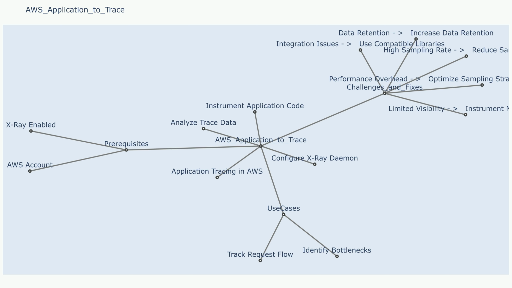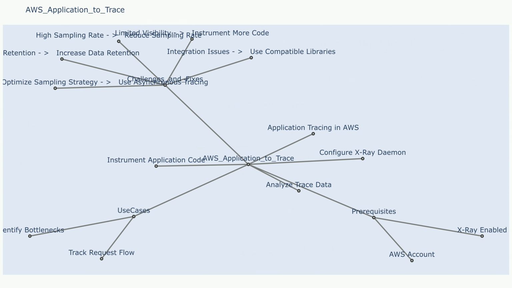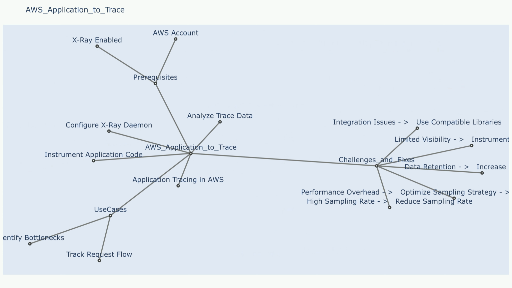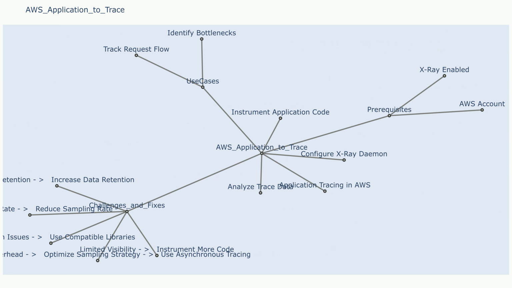AWS Application to Trace Description. Application tracing in AWS helps you understand how requests flow through your application, identify performance bottlenecks, and troubleshoot issues. It provides a detailed view of the execution path of each request, allowing you to see which services are involved, how long each operation takes, and where potential performance problems lie.